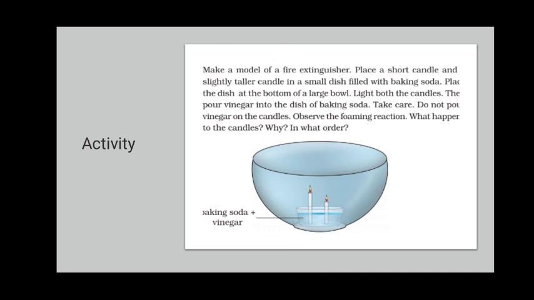Then pour vinegar into the dish of baking soda. Baking soda is a base, vinegar is an acid. Be careful, do it in an open space. Do not pour vinegar on the candle; pour it only on the baking soda. Observe that foam starts forming. What happens to the candle? Why? You have to write the principle involved as well, in your project book. Hope you have understood this chapter, students. Thank you.